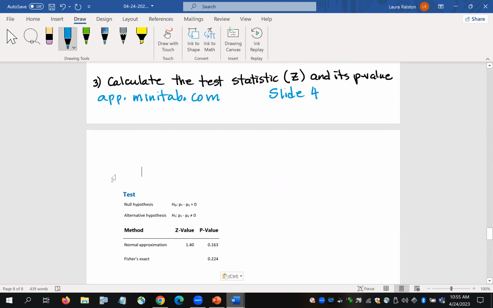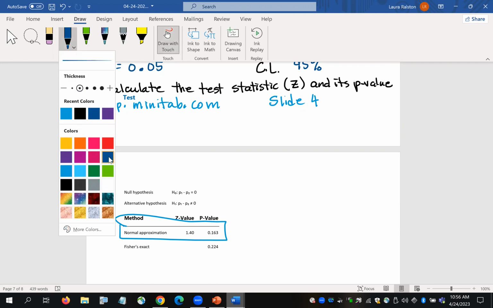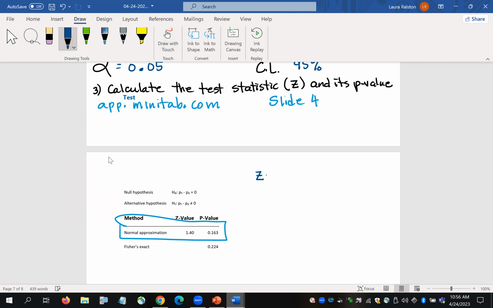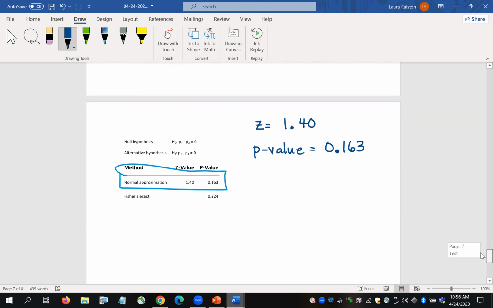Okay, so we get our test results. Now, as we have been, we're going to use the normal approximation. So I have found that my z-test statistic is 1.40 and my p-value is 0.163. Minitab does the work. I write the answers down.